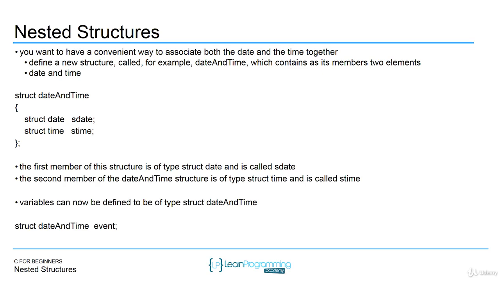Variables can now be defined to be of type struct date and time. We don't have to create separate variables for date, separate variables for time. We can create one, and that structure is going to store both the date and the time. We would do that just like this. We would use the struct keyword, specify the type of the structure, date and time, and then the variable name. In this case, they're going to store events, so we say event.